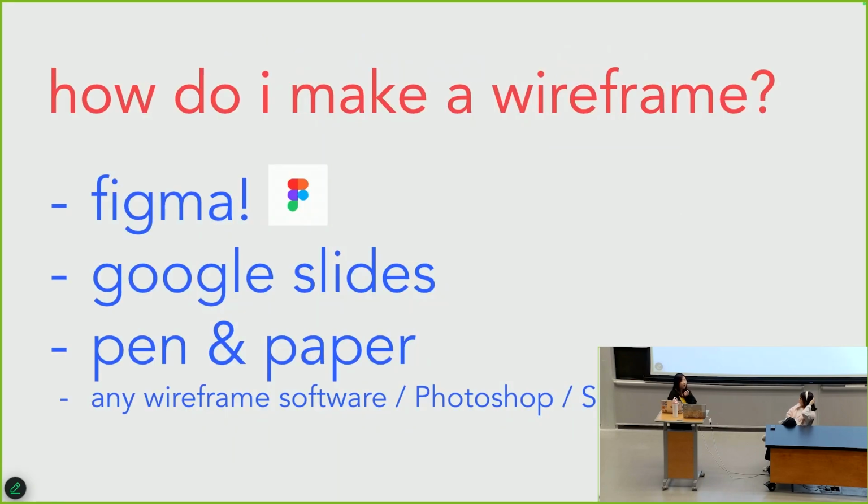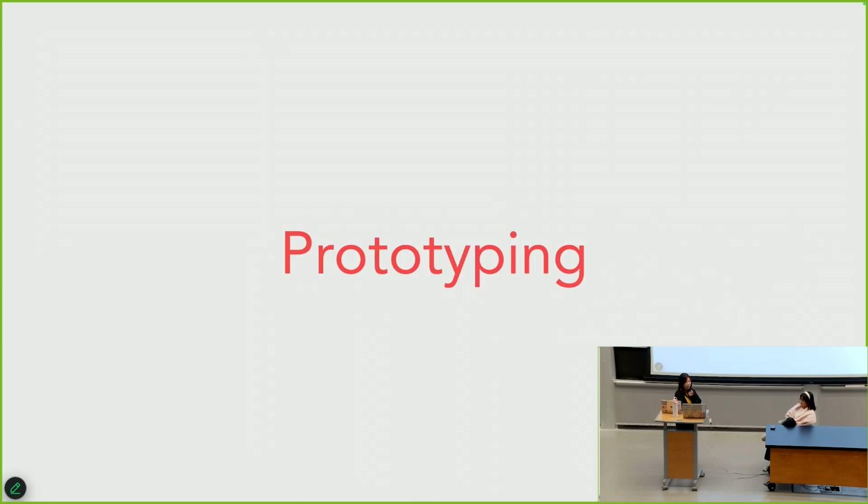So to make a wireframe, we have several different options. We can use Figma, which is what we're going to be talking about later. You can also honestly just make one on Google Slides, which is nice because you can show transitions between different pages. You can just draw it on pen and paper or use any other wireframe software like Photoshop or Sketch. But we're going to be using Figma because it has something that can be really helpful called prototyping.